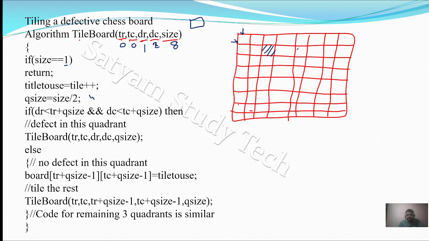Now you can see this entire board is divided into 4 parts, 4 quadrants here. The entire board is divided into 4 parts. Now you can see 8 by 2, that is 4. So this is the 4 by 4 chessboard. Here also 4 by 4, here also 4 by 4, here also 4 by 4 chessboard. Now you can solve this problem.